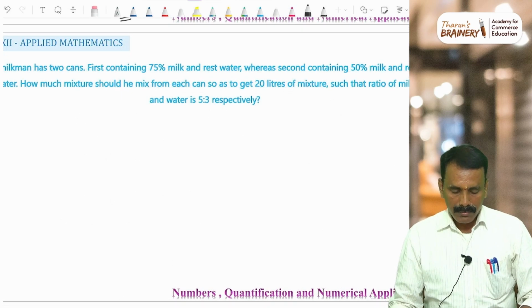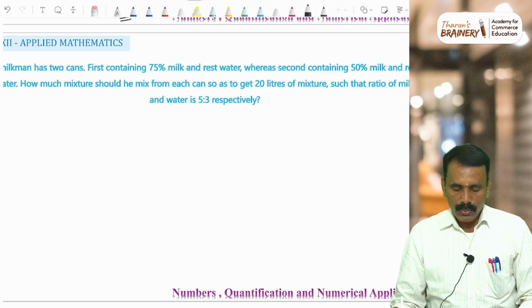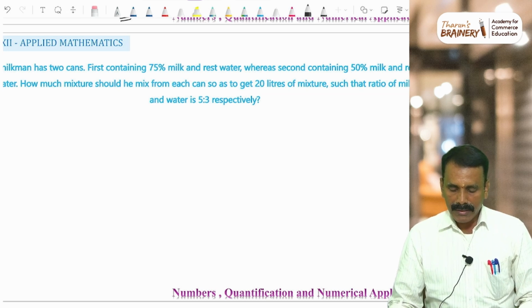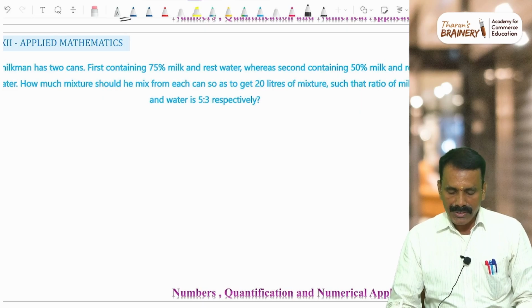We are going to see another problem. A milkman has 2 cans. In the first can, it is going to contain 75% of milk and the rest water. In the second can, it is going to be 50% of milk and the rest is going to be water. How much mixture should we mix from each can so as to get 20 liters of the mixture such that the ratio of milk and water is 5:3?